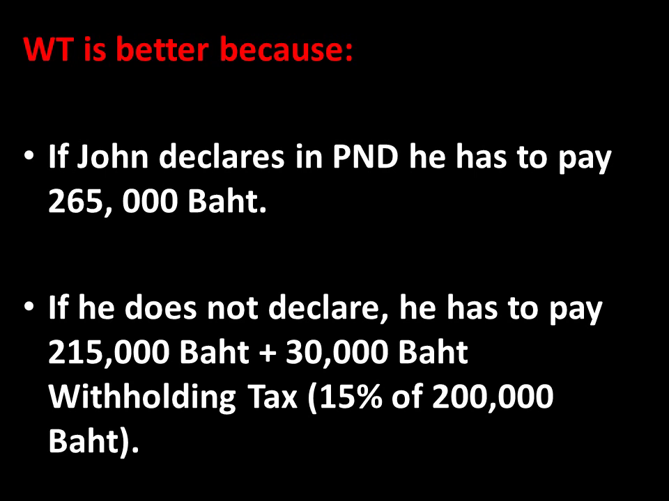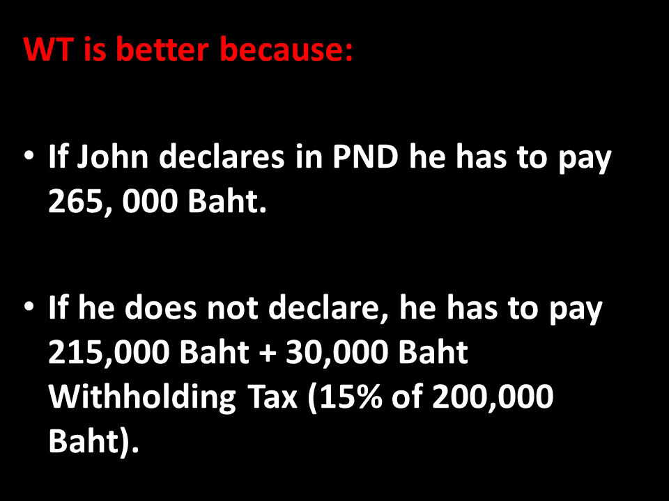One time in the Por Ngor Dor for employment and rent, and then for interest it would be better for John to pay withholding tax 15% of 200,000 baht, which means 30,000 baht. In this way, the total tax liability will be lower.